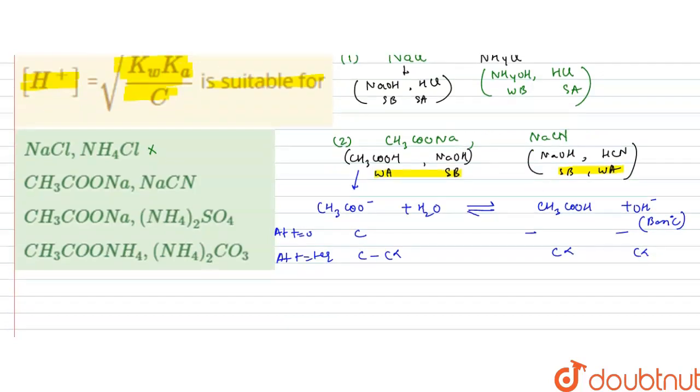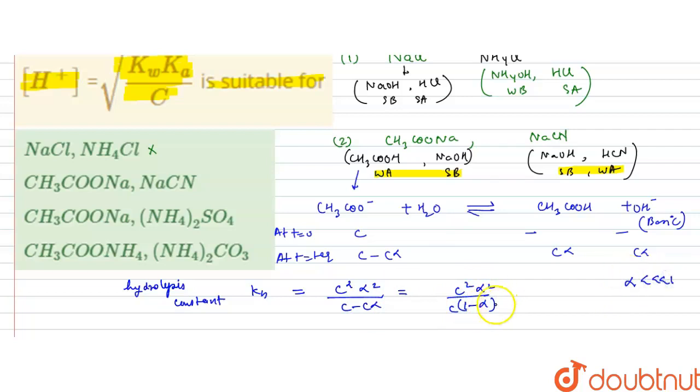Now, if we write the hydrolysis constant, KH, it equals the concentration of the products divided by the concentration of reactants. That is C square alpha square, because it is C alpha into C alpha, divided by the concentration of reactant at equilibrium, C minus C alpha. So, it will be C square alpha square upon C into 1 minus alpha, and alpha, the degree of hydrolysis, will be very small compared to 1, so we can neglect it.